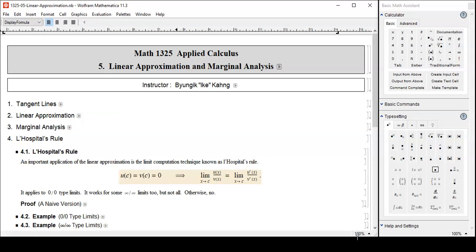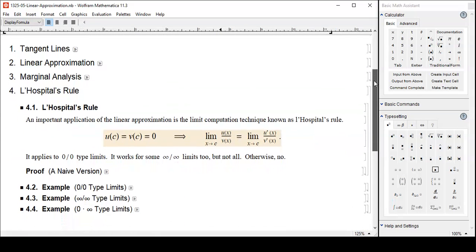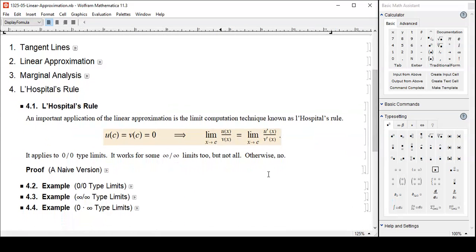We have fractions, so it's a bit hard to read. Let's go with a little bit bigger font. Okay, here we go. It works for 0 over 0 type limit. Please note that we have u of c and v of c are both 0. So if you have 0 over 0 there, if you plug in x equal to c, in that case, we can take the derivatives like this.